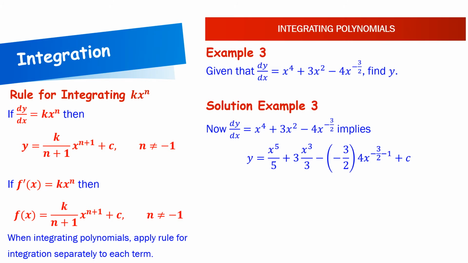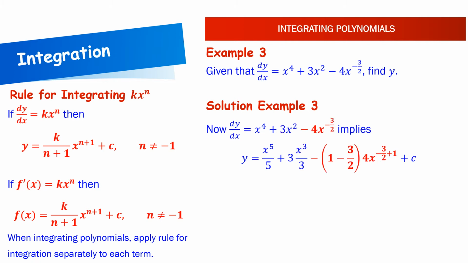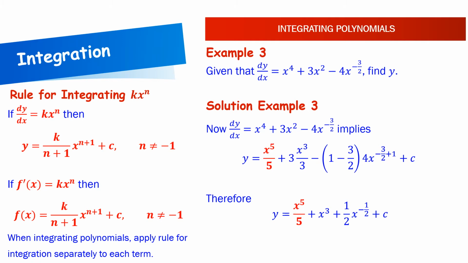So, dy dx equals x to the 4 plus 3x squared minus 4x to the minus 3 over 2 implies y equals x to the 5 over 5 plus 3x cubed over 3 minus 1 minus 3 over 2 times 4 times x to the power minus 3 over 2 plus 1 plus c, which tidies to x to the 5 over 5 plus x cubed plus a half times x to the power minus a half plus c.